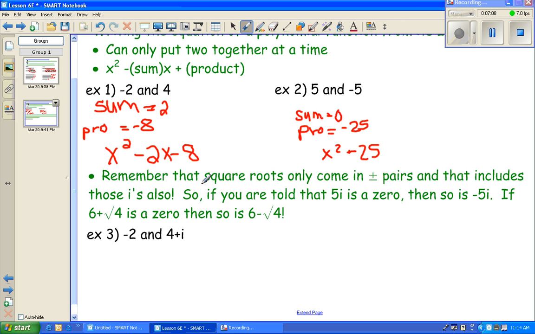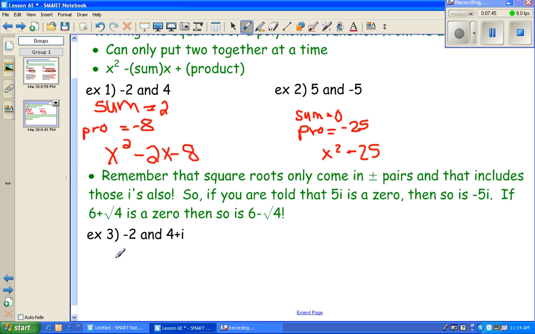Now you should remember that anytime you're working with square roots, they only come in plus or minus pairs, and that includes those imaginary numbers as well, because imaginary numbers are the square root of -1. So if you're told that 5i is a 0, then it's understood that -5i is also a 0. They don't have to state that to you. If you are told that 6 plus the square root of 4 is a 0, then its conjugate 6 minus the square root of 4 is going to be a 0 as well. So a lot of times they'll only show you 2 zeros, but that means that there's 3 because it's going to be the conjugate of one of them possibly.